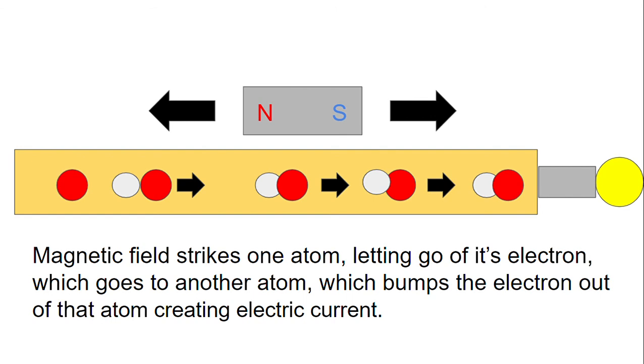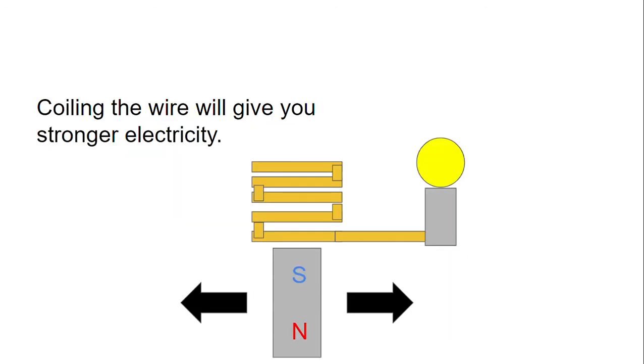An outside force that can strike an atom so that its electrons get removed is a magnetic field. If you move a magnetic field next to a wire connected to a light bulb, the light bulb will light up. By coiling the wire, you can get stronger electricity. This is how most electricity is generated.